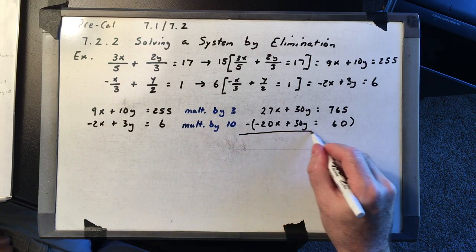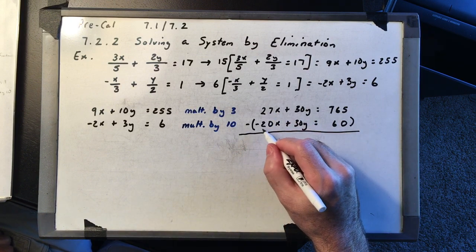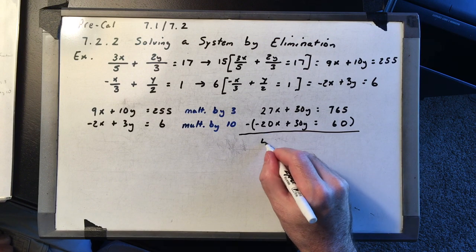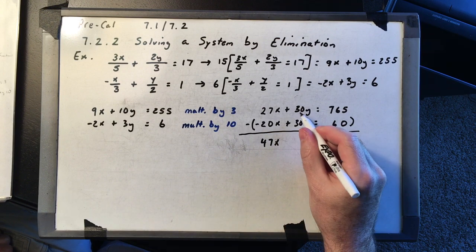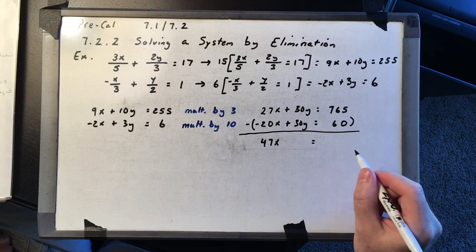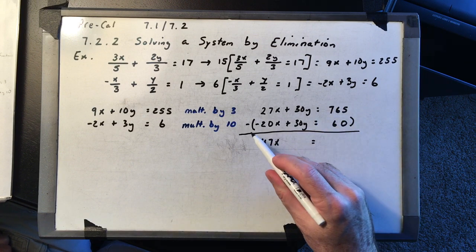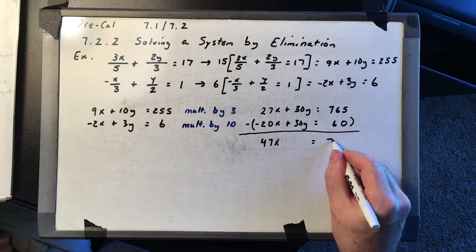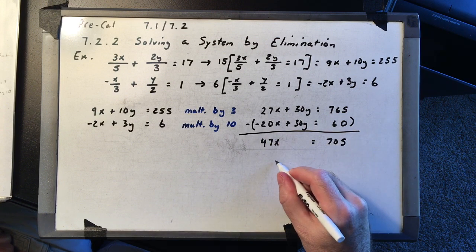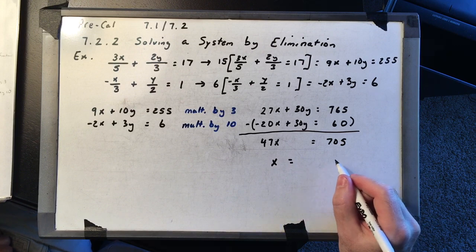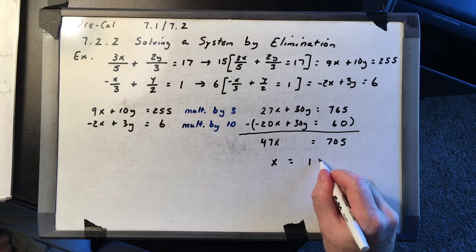Okay, so 27 minus negative 20 is 47. 30 minus 30 is 0, so we've eliminated the y. And then 765 minus 60 would be 705. So you might need your calculator handy, but 705 over 47 is actually 15.